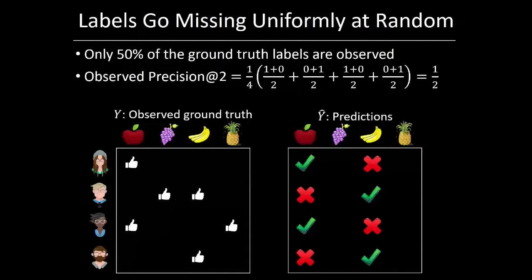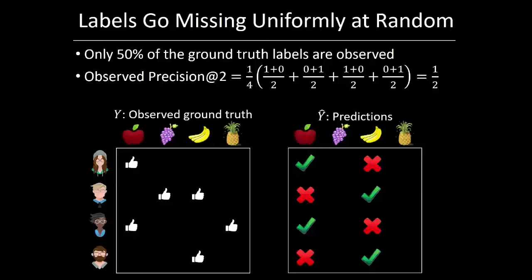So suppose what we had really obtained was Y, which is the observed ground truth information, where 50% of the labels from Y star have gone missing uniformly at random. Okay. Then in this case, you can see that the observed precision at 2 will fall down to 1/2. And that's because we'll think that the first and third users didn't really like apples and bananas, and the second and fourth users didn't like apples, and so that these recommendations were poor. Right? So we'll be getting a biased estimate of the loss.